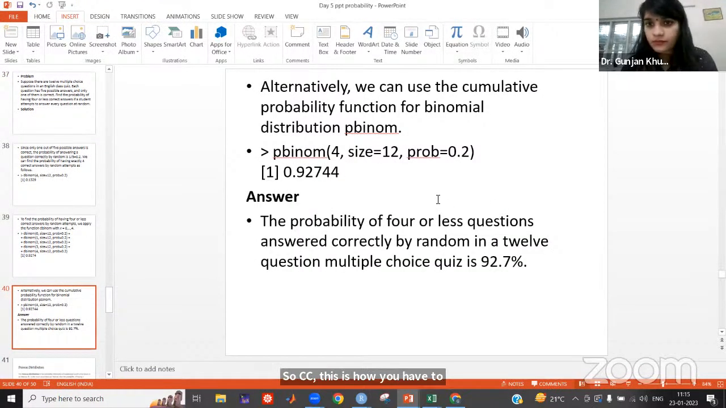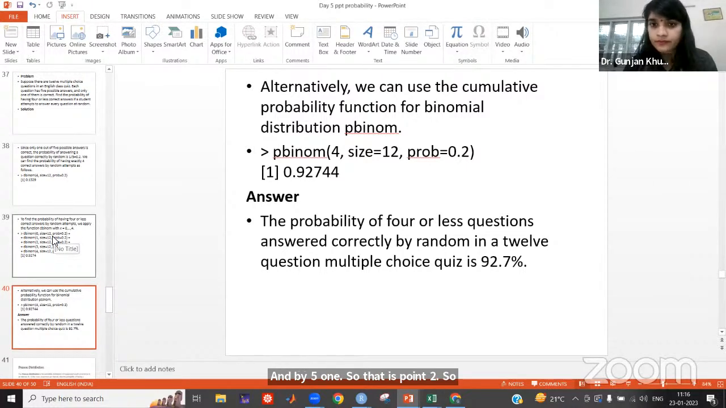P binom 4. And since there are 12 MCQs, what is the probability? There are 5 possibilities in one question, so it is 1 by 5, 1/5, which is 0.2. So this is what I have taken. Okay, you have got this. And can you verify?